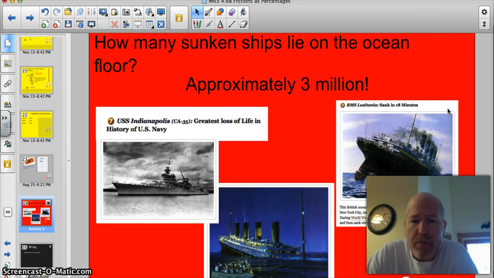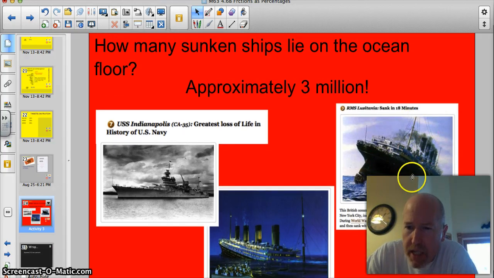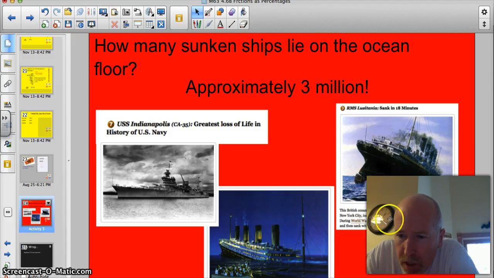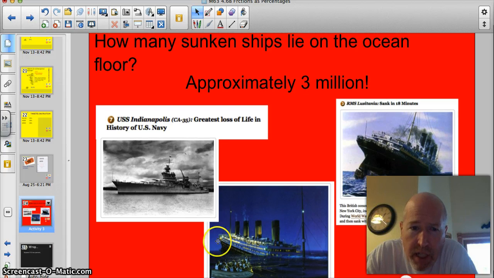All right, I just put a couple of famous ones down. Here's the Lusitania. This was sunk in 18 minutes in 1915. 18 minutes! That's not long on a ship that size. Here's the Titanic, of course. And then I thought I'd put this one in, USS Indianapolis, which was the largest loss of life in naval history when that was sunk.